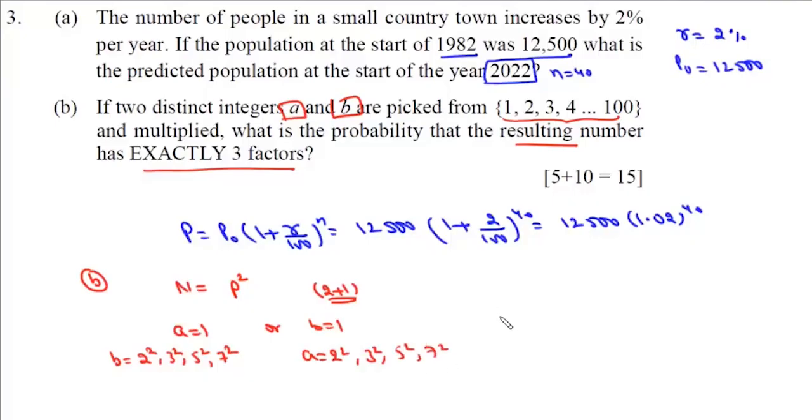So this required probability is total number of favorable cases. So total number of favorable cases we have is 8 and total number of cases is we can choose a and b in 100 into 99 ways, which is 2 upon 25 into 99, and that is the answer to this question.